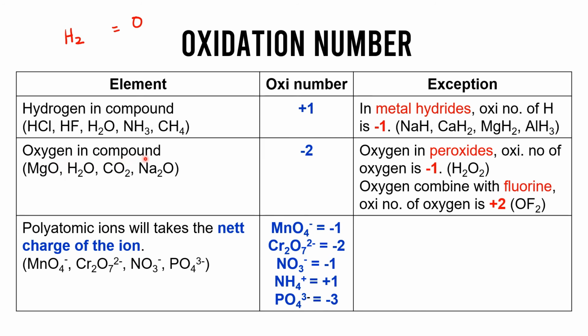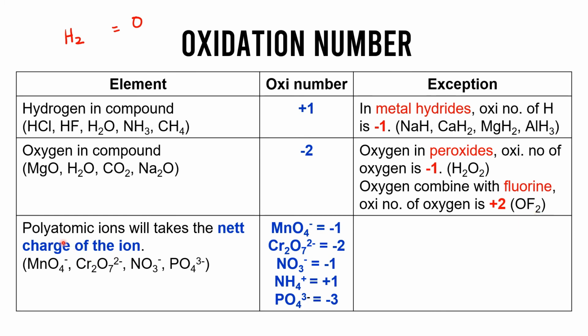Oxygen in compounds: the oxidation number will be -2. So when oxygen is combined with other metal or other atoms in a compound, its oxidation number will become -2. Exception in peroxides. In peroxides, the oxidation number of oxygen is -1. So this is one example of a peroxide. And also when oxygen combines with fluorine, its oxidation number will become +2, for example, in OF2.